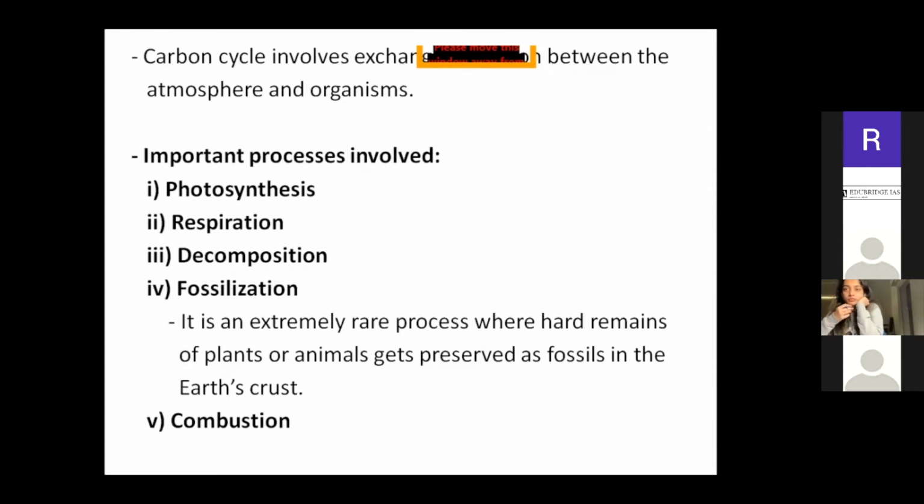So these are the processes associated with the carbon cycle. But as you all know, the last process, combustion, is excessively used by human beings, and that's why the balance of the carbon cycle is being disturbed. Carbon dioxide is present naturally in the environment, but with the more use of fossil fuels, we are adding more carbon dioxide into the atmosphere. Fine. And that is leading to global warming, which we will study under climate change.